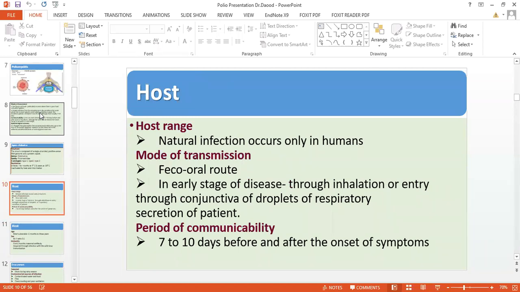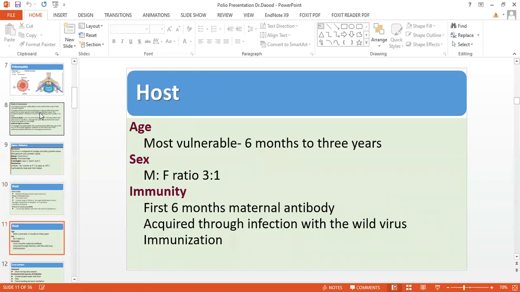Regarding host range, infection occurs only in humans. As I said earlier, the mode of transmission is fecal-oral, and in the early stages of the disease, through inhalation or entry through the conjunctiva via droplets of respiratory secretions of the patients. Communicability is 10 days before and after the onset of symptoms. The most vulnerable host group is children aged 6 months to 3 years. Males are more prone to this disease, with a ratio of 3 to 1.